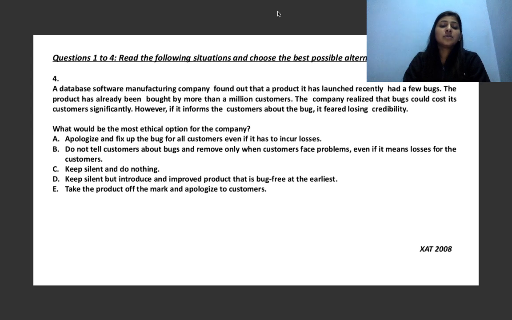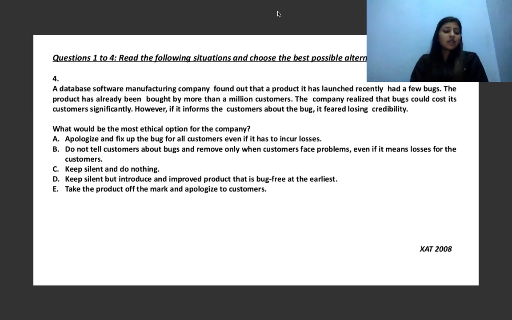Okay. So a database software manufacturing company found out that a product it has launched recently had a few bugs. The product has already been bought by more than a million customers. The company realized that the bugs could cost its customers significantly. However, if it informs the customers about the bug, it feared losing credibility.